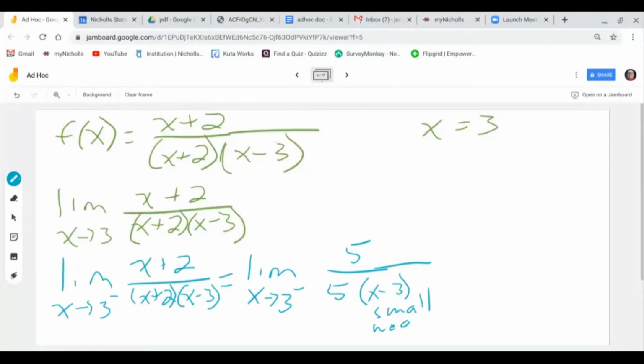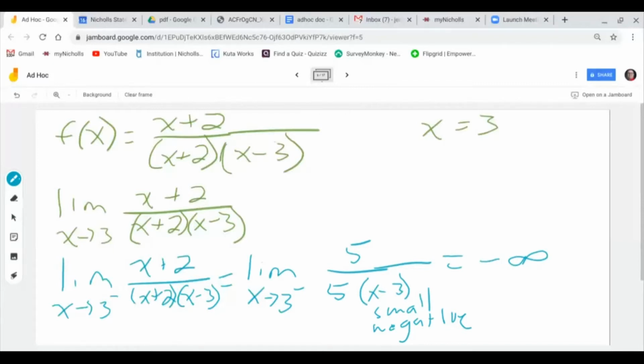negative number there, right? And so if I take 5 and divide it by a very tiny negative number, where's that going to go? Negative infinity. Okay. Now, if you did the table, you would hopefully see that trend as well. From the left side, it's going to grow further and further from 0, but in the negative sense.